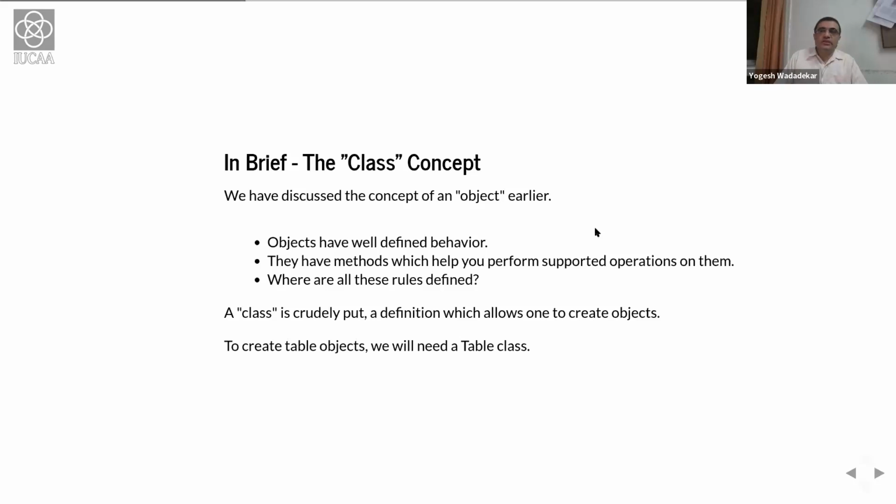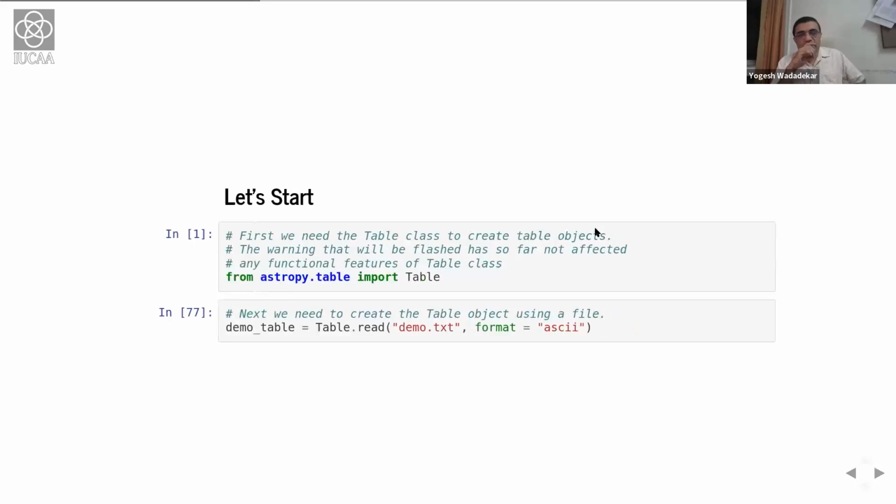Now, in order to define what operations are supported and what are not, the rules need to be defined somewhere. And a class, very, very crudely put, is a definition that allows you to create objects of a certain kind. So we have created integer objects, figure objects, string objects, and so on. To create table objects, we need to instantiate or create an object of the table class. So let's begin. First, we need the table class to create these table objects.